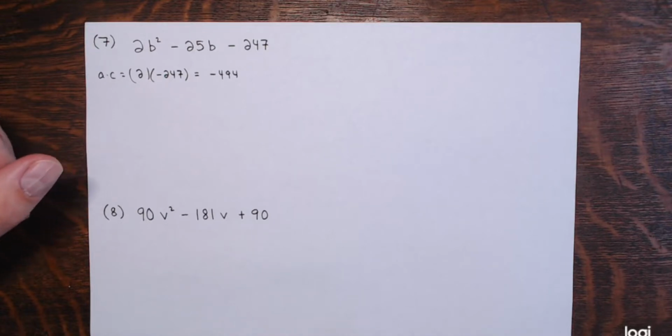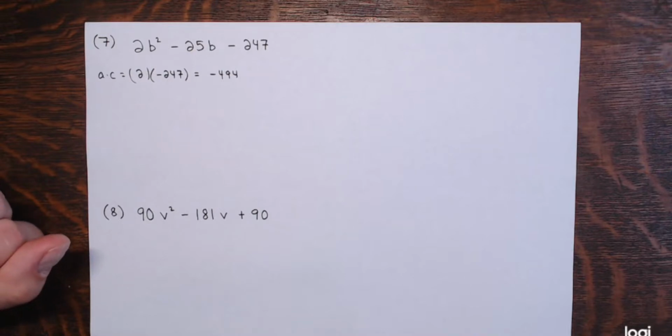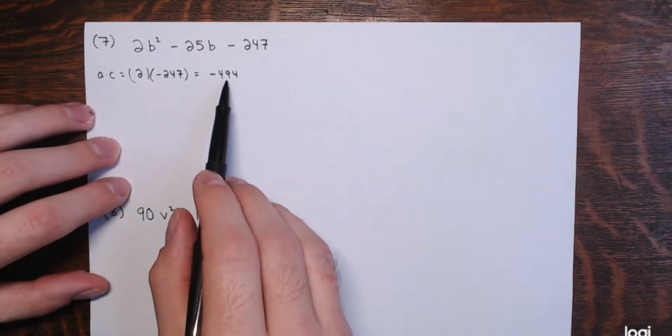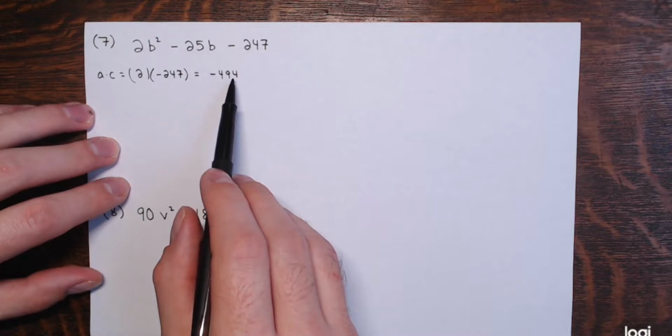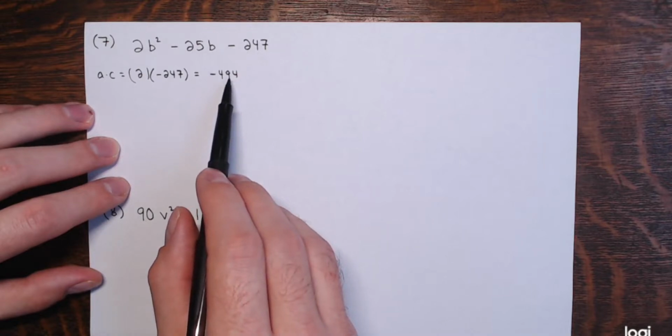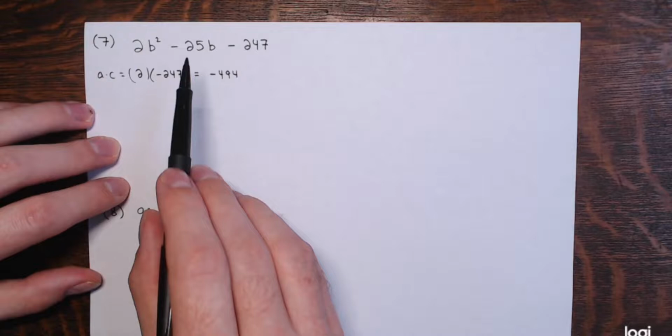Alright, and then I'm looking for factors of negative 494 that add up to negative 25.